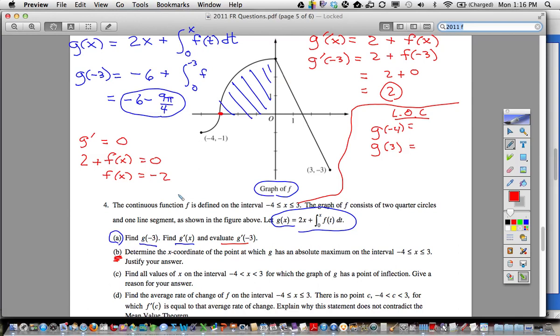Okay, so we want to know where G prime is 0. That's where f is negative 2. Well, where is f negative 2? Well, that'd be right down there. Well, where is that point?